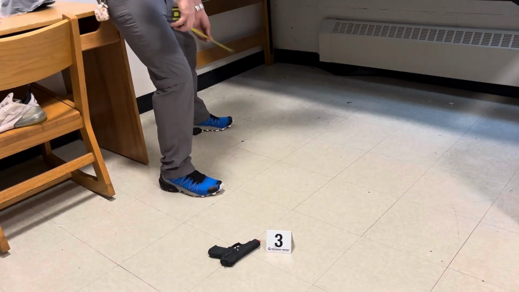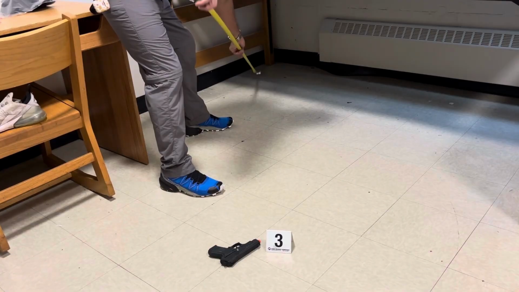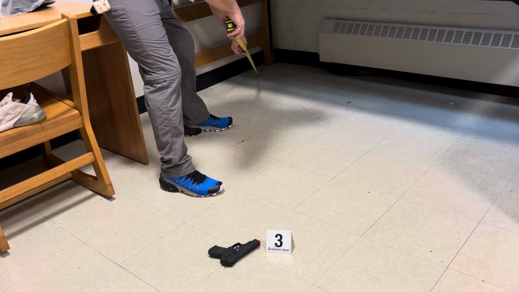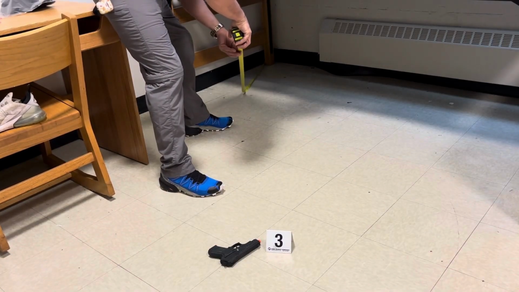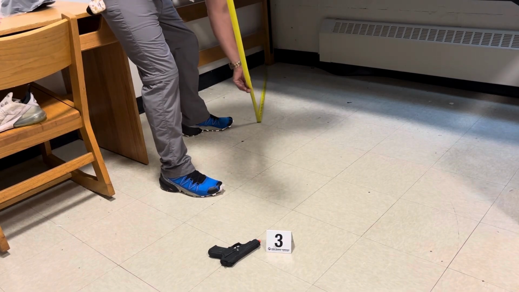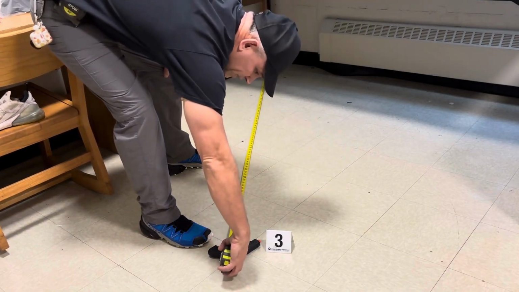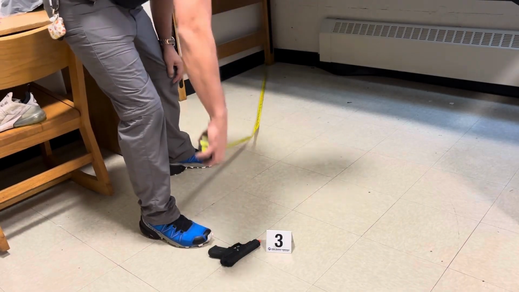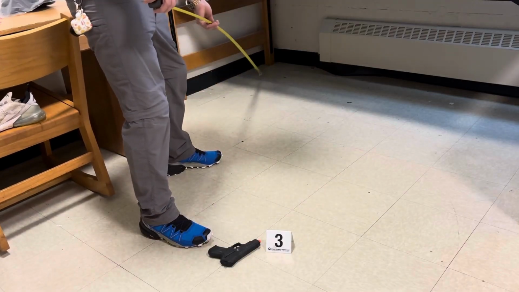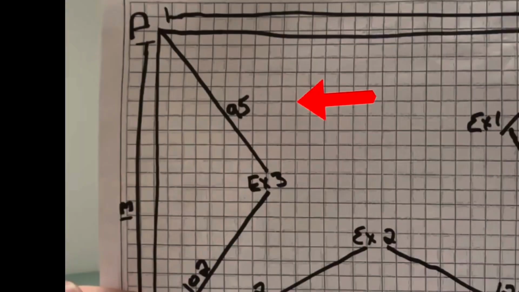So I'm measuring D until evidence number 3. I'm going to put my tape measure all the way down into the corner, and then I'm going to measure to the center of the object. So that's at 95. So that's going to be D, 95.